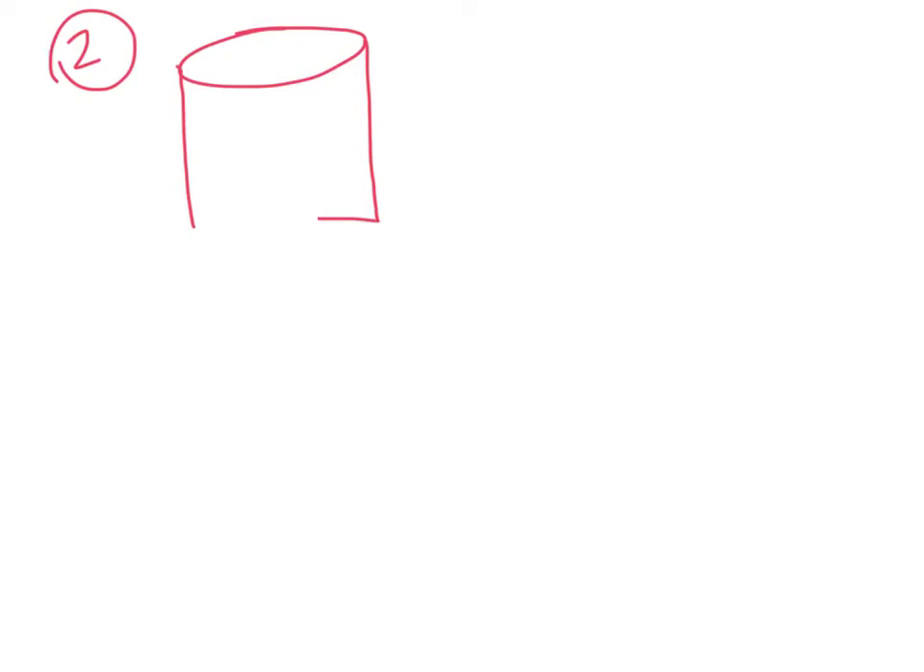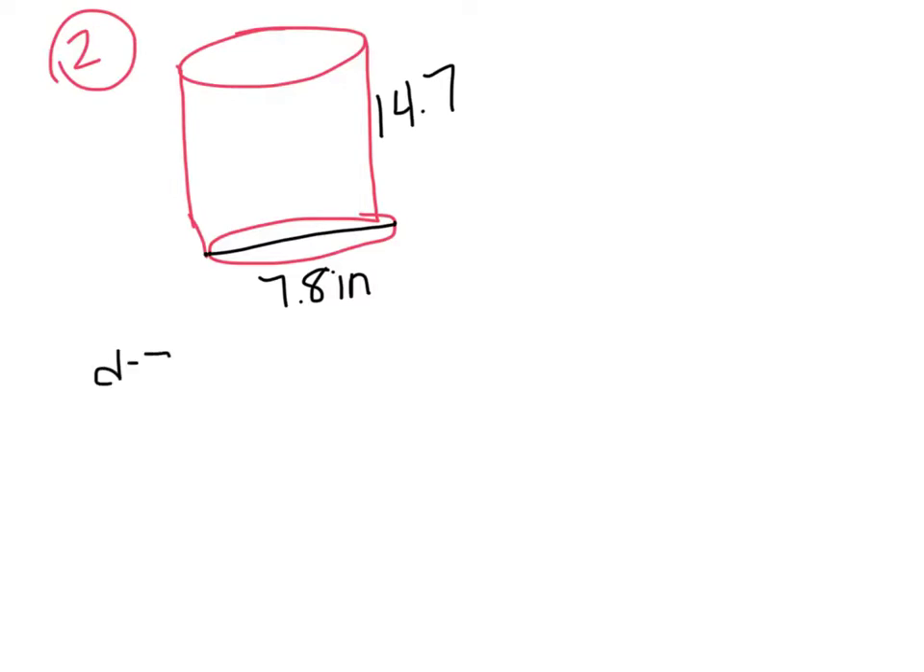Let's try another one. So here is our cylinder. We are going to have a diameter of 7.8 inches and a height of 14.7. So if our diameter is 7.8, then our radius is going to be 3.9. We just divided it by 2. And now we can use our formula.